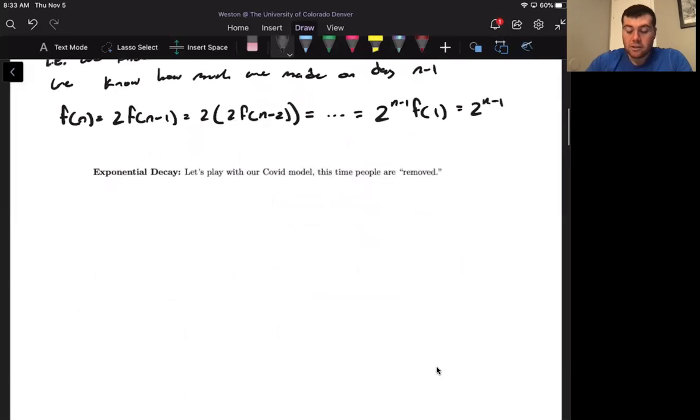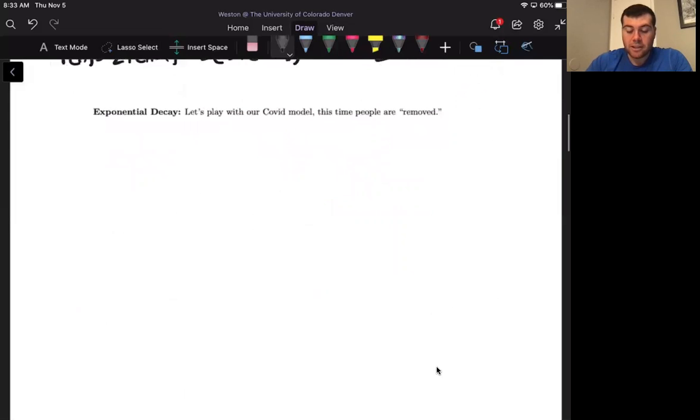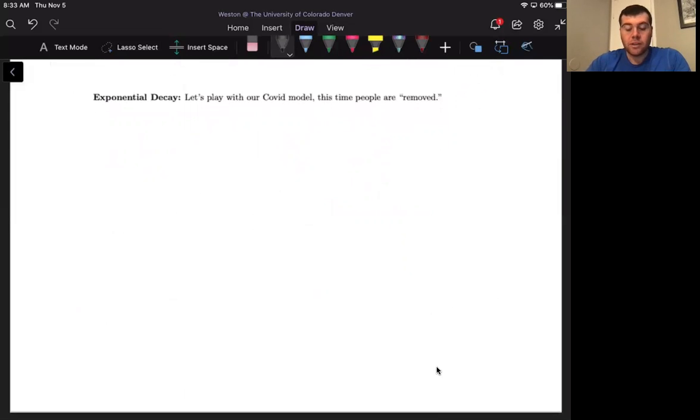All right, so let's do another example with exponentials. So also in class, we talked about a COVID model, and now we're going to talk about exponential decay. And this time we're going to talk about when people can also be removed. In our case, we'll just say they're no longer infectious. So we'll have the same setup. We have some population P, 1,000 infected on day 1.